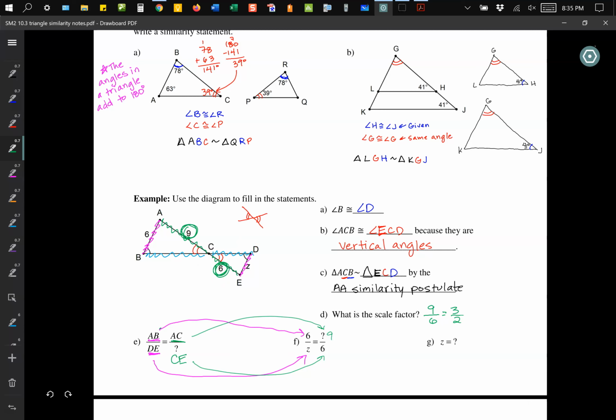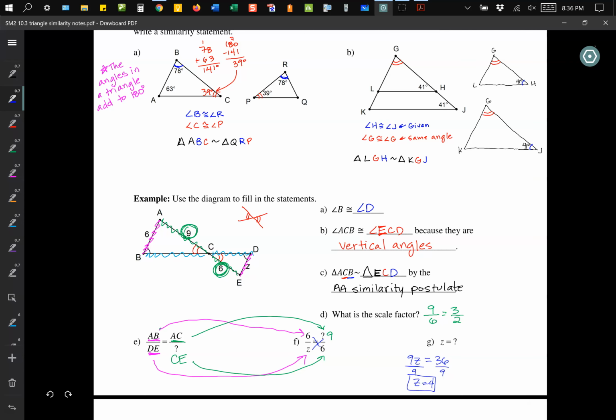So then I just need to solve the proportion. So cross multiply. 9 times Z is 9Z equals 6 times 6 is 36. Divide by 9, and you get Z equals 4.